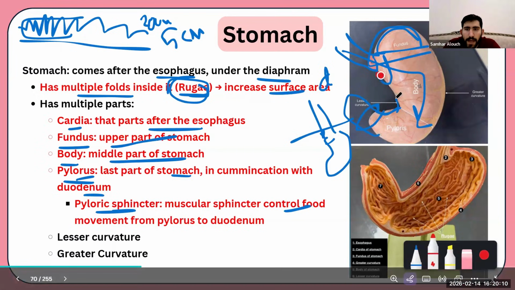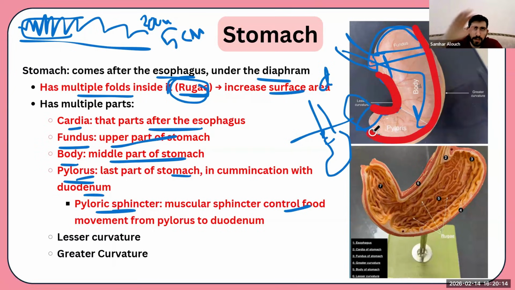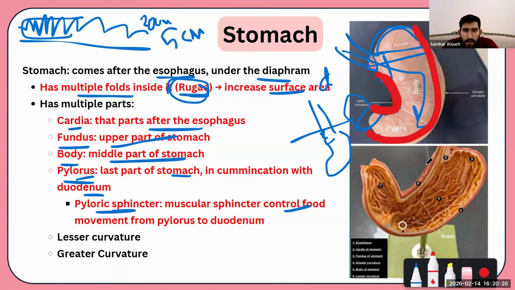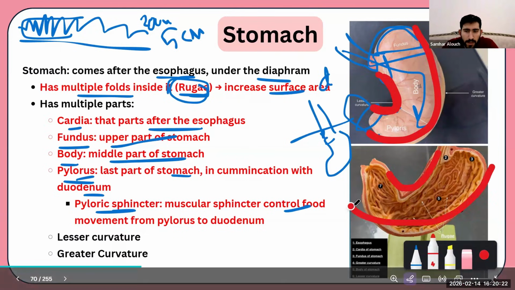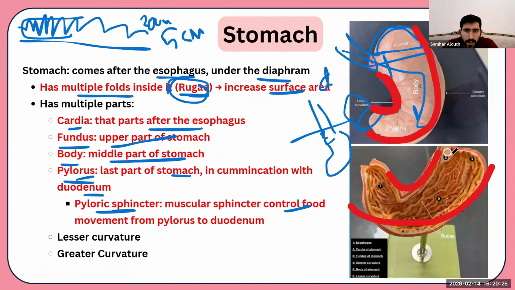First one is the lesser curvature. It's small. And then we have the greater curvature, which is very big. So you have two curvatures in the stomach: lesser, which is small, and greater, which is very big. Here you can see lesser, bigger, greater curvature. Here cardia, here fundus, here body, here pylorus.